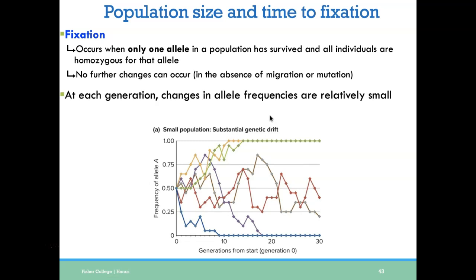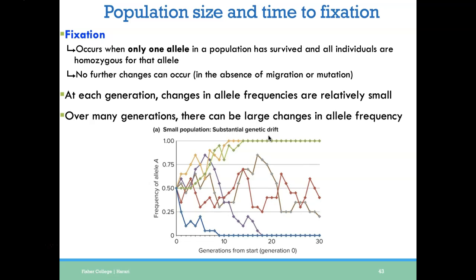And that could be not that great if there's a change in the environment, right? There's no variation to select from. So at each generation, the changes in allele frequencies are relatively small. But over many generations, there could be a large change in allele frequency.